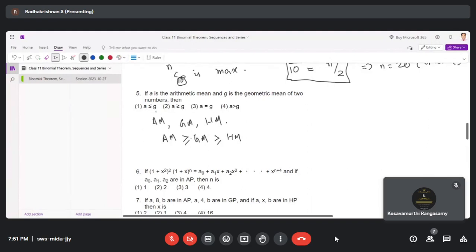So in this case, since only two means are given, A and G, here A will be greater than or equal to G, let me check. So here you have to choose option 2, not option 4. It's greater than, or it can be equal also. So that means option 2.